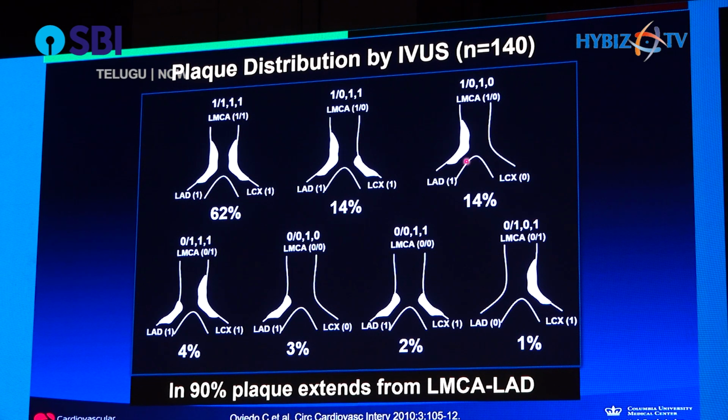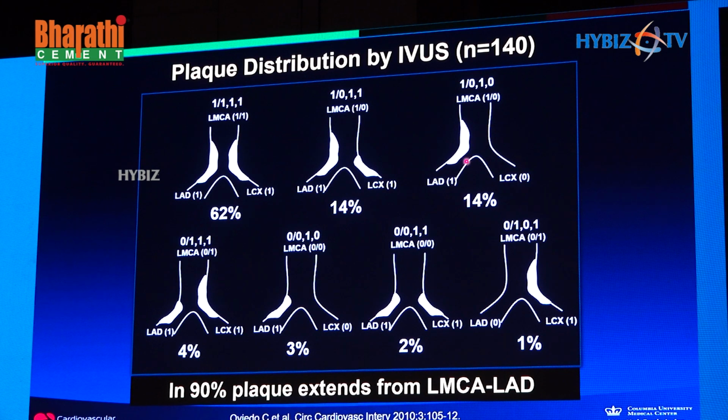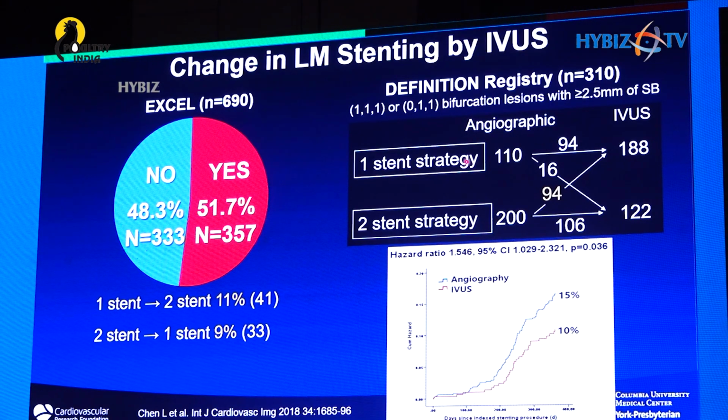So actually, in the distal left main bifurcation, there is much more variation in the ostial circ, which is actually more important to decide the best way to do either the provisional or two-stent technique. And this is the data in the EXCEL and DEFINITION registry.